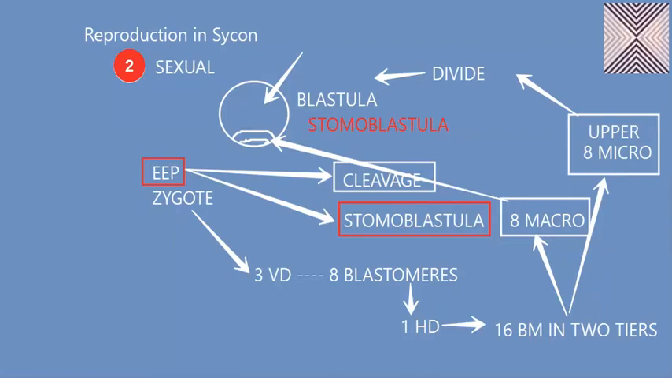Now, if we take the stomoblastula into account, on the upper side we have got many micromeres, and on the lower side we have got how many macromeres? These are 8 in number. So we have got 8 macromeres on the lower side. It opens by a mouth, and after some time you should be very clear that the micromeres which are present on the top all bear flagella.